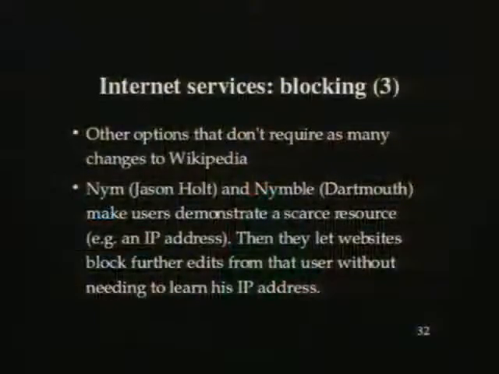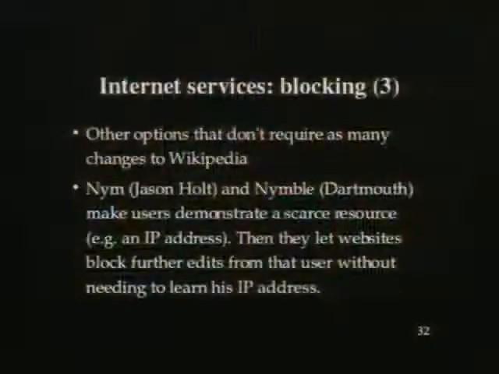And if that doesn't work, there are some other approaches that don't have to change Wikipedia as much at all. There's a system out there called NIM, written by Jason Holt, who is now at Google, I think, and another one called Nimble, written by some researchers at Dartmouth. And the idea is that there's a multi-phase registration process where at the first part you say, this is my scarce resource, and it's mine and not very many people have it. For example, this is my IP address, or this is my $10 bill, or whatever sort of scarce resource you have in mind. And at that point you get a token that you get to use to log into Wikipedia or log into Slashdot or something.